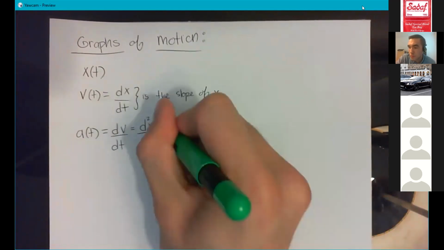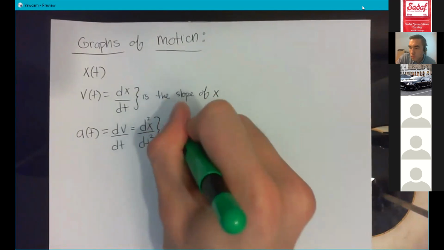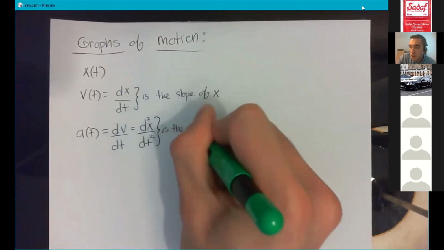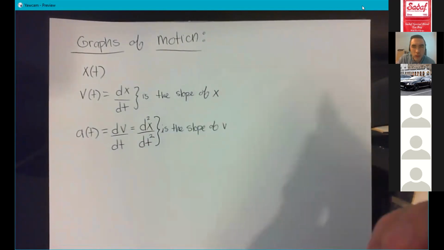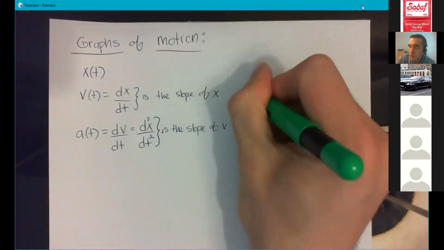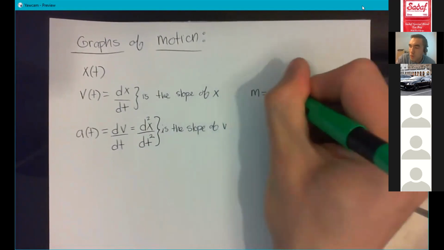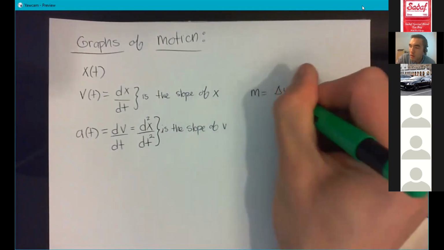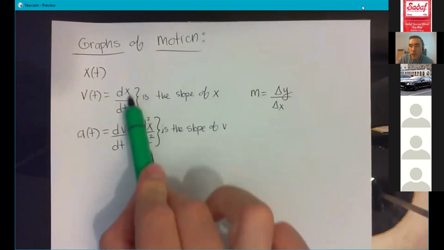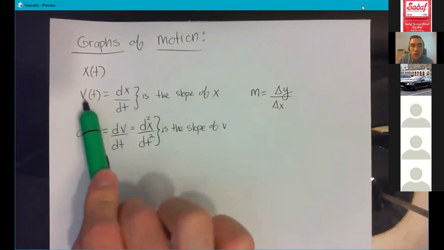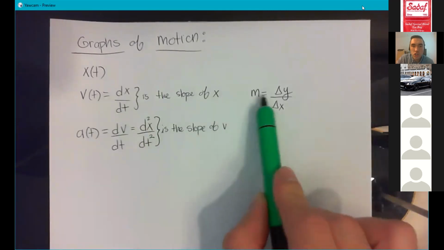Acceleration is the slope of velocity. This is the slope of velocity. And if you think about slope, this makes good sense because m is equal to the change in y divided by the change in x. So what this derivative idea is talking about is that the velocity is the slope.